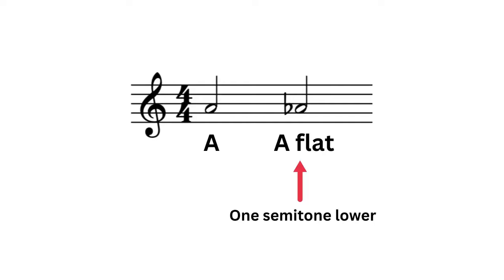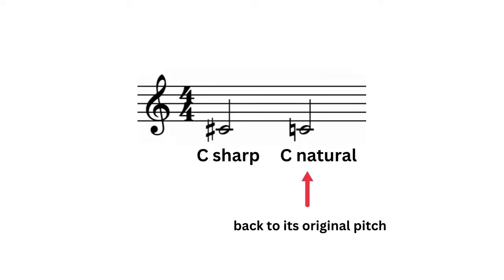For example, if we take an A note and add a flat sign before it, it becomes an A flat, which is 1 semitone lower than an A. The third type of accidental is called a natural. A natural cancels the effect of any accidental that occurs before the natural sign.